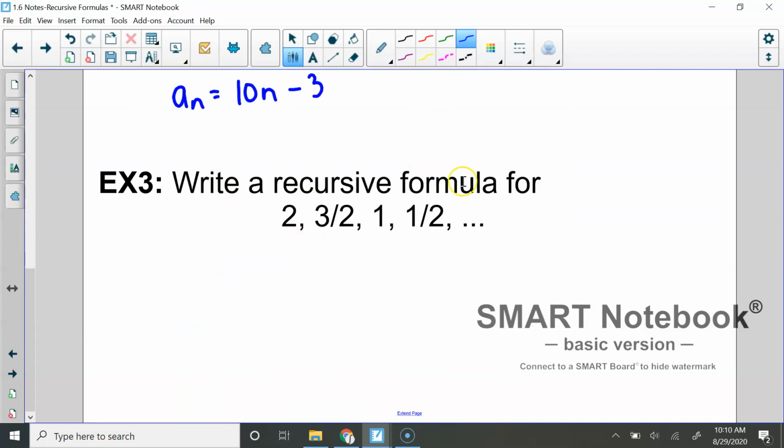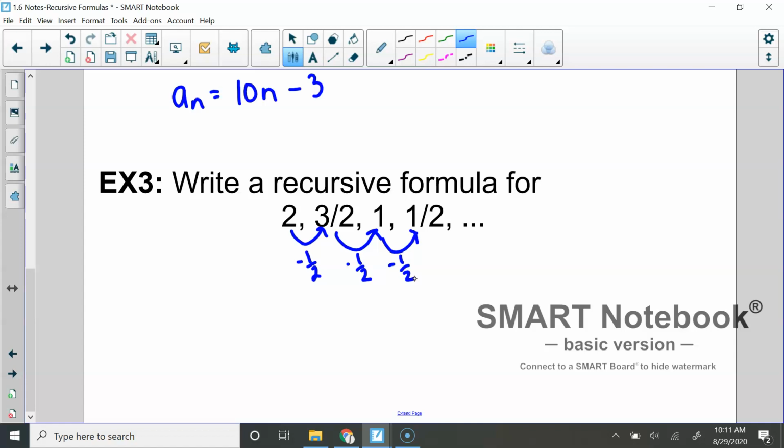And I think I've numbered my problems wrong because I've got 2 example 3s in a row here. So here I've got a recursive formula for 2, 3 over 2, 1, 1/2, and so on. For this one, I'm not given a table, I'm just given a list. So to go from 2 to 3/2, I would have to add, or I'm sorry, not add, I would have to subtract 1/2. And then to get to 1, I would subtract 1/2 again. And then to get to 1/2, I would subtract 1/2 again. So I'm subtracting each time. Now, subtracting was not what we were talking about earlier, but subtracting is the same thing as adding -1/2.